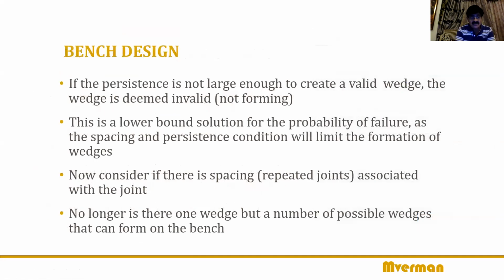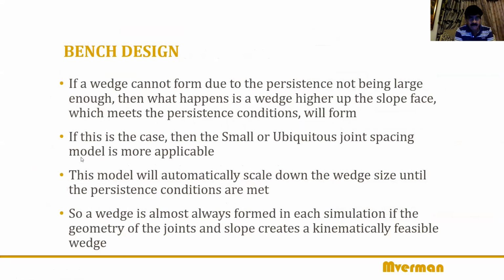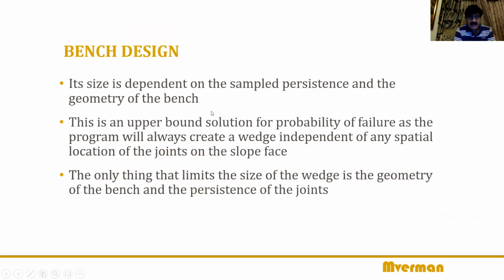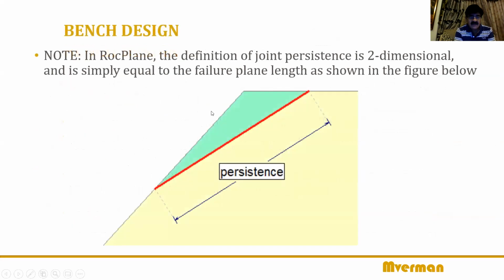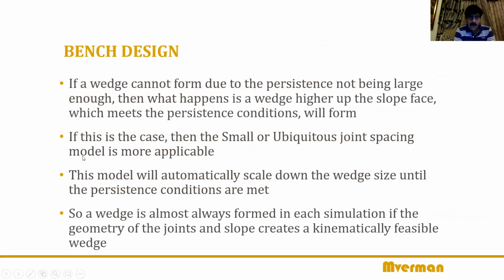But in fact, when the persistence is not large enough, the wedge may be invalid. So what you usually choose, just to cut the long story short, is the smaller ubiquitous joint spacing.